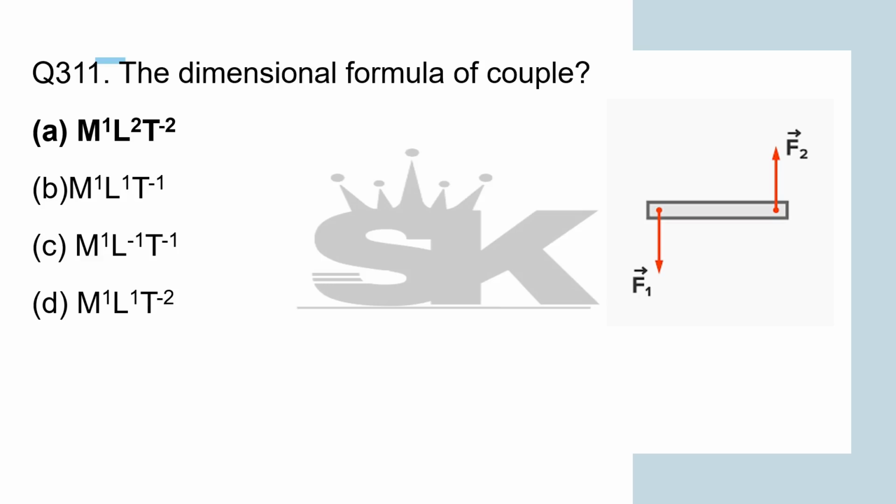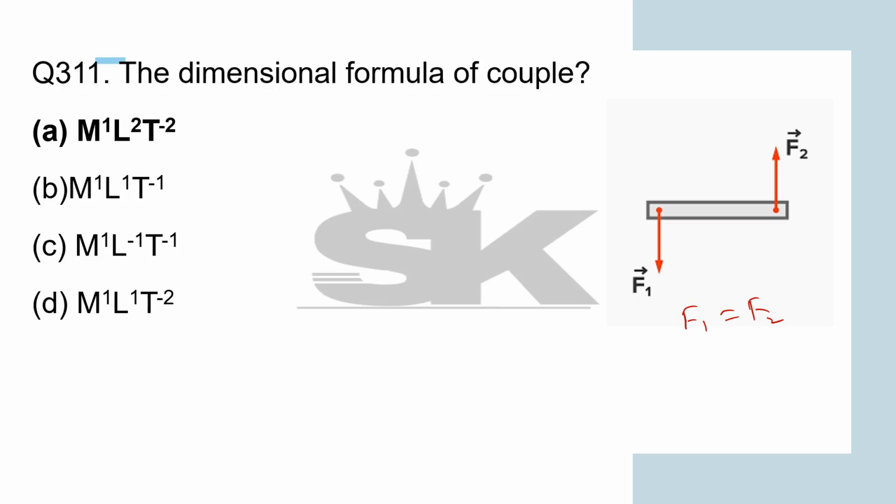A couple is two equal forces which act in opposite directions on an object but not through the same point, so they produce a turning effect. Here F1 equals F2. A couple is two equal forces which act in opposite directions on an object but not through the same point. So they produce a turning effect.